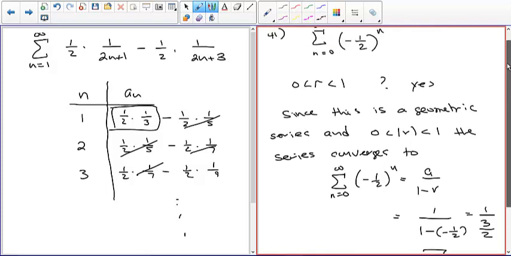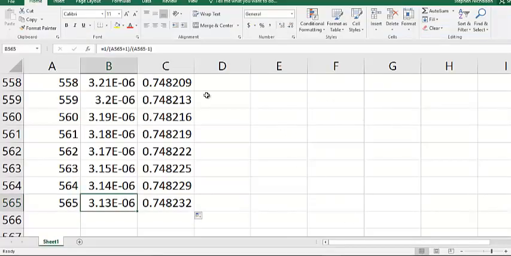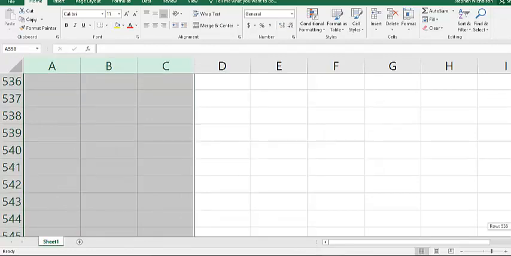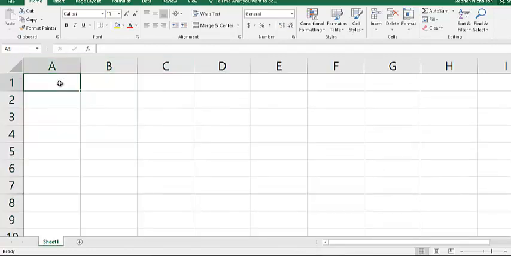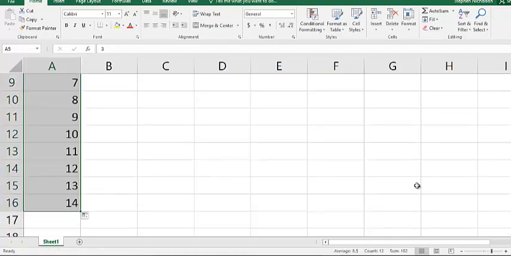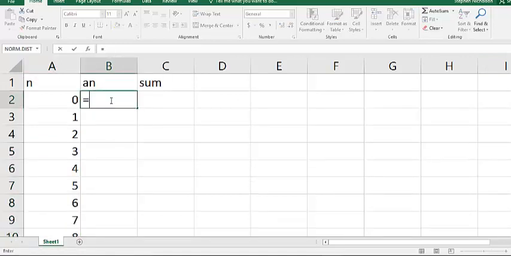Let's actually just look at that series too. This is negative 1/2 to the n. So I'm going to do my Excel spreadsheet. Do a new spreadsheet here. Just show you how it works. Prove that the formula works. And so what you'd have is n, a sub n, and the sum. And we'll start with 0, 1, 2, 3, 4. This one actually converges pretty quickly, I think. I'm just going to do 14 terms. So a sub n is equal to negative 1/2 raised to the n power.